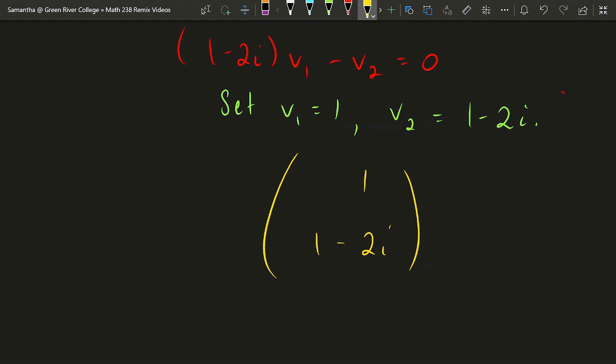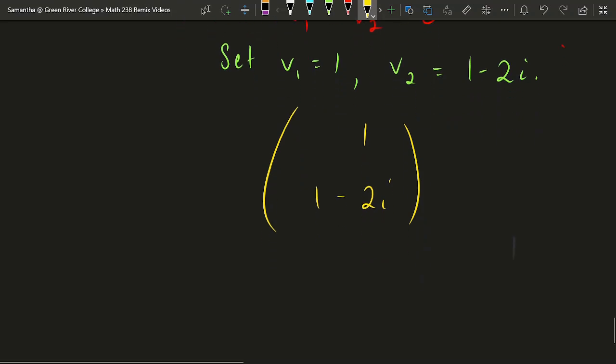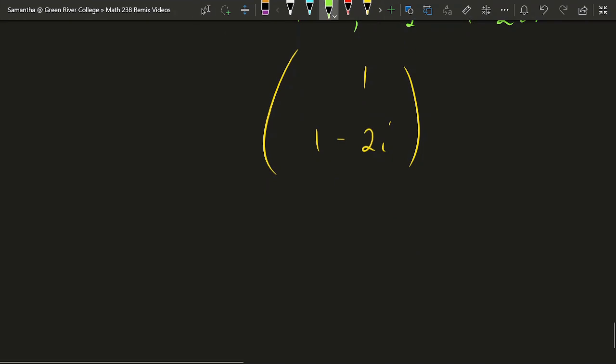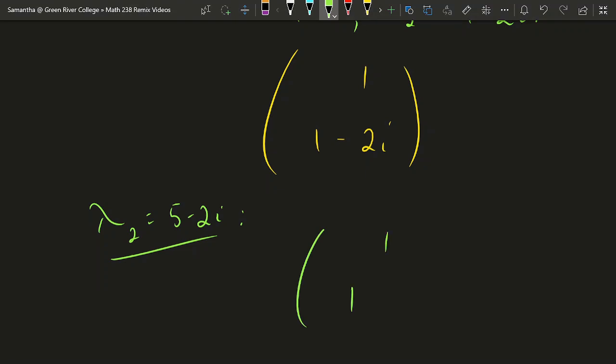Now that I've found the first eigenvector corresponding to the first eigenvalue, I claim that we can find the second eigenvector corresponding to the second eigenvalue with no work at all. All I have to do is copy-paste my previous answer, and instead of subtracting 2i, all I have to do is change the sign, and that's it. I'm done.